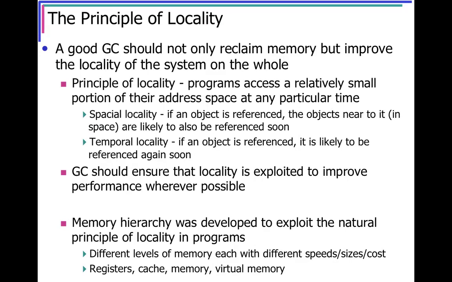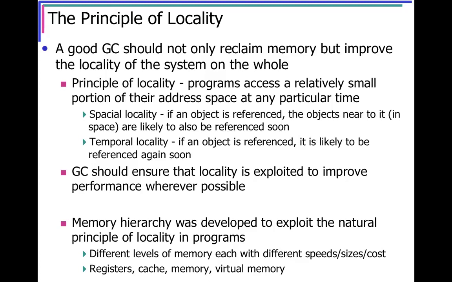The other thing that's important about garbage collection is that there's potential for a garbage collector to actually do better than what a programmer can do in terms of performance. And the reason for this is locality. There are two types of locality, as you should know by now. Spatial locality is where an object is referenced, and the objects near it in space are also likely to be referenced. Temporal locality is a property where if you have an object that's referenced, it's likely to be referenced again soon.